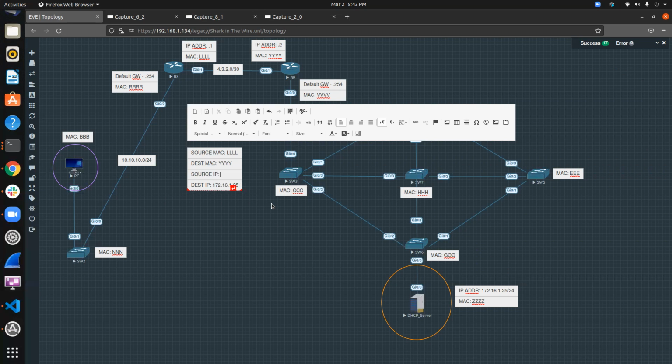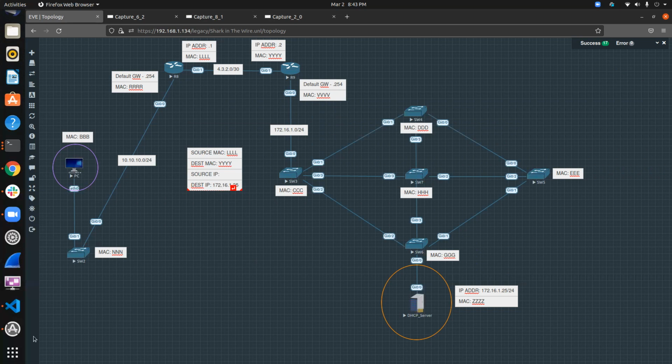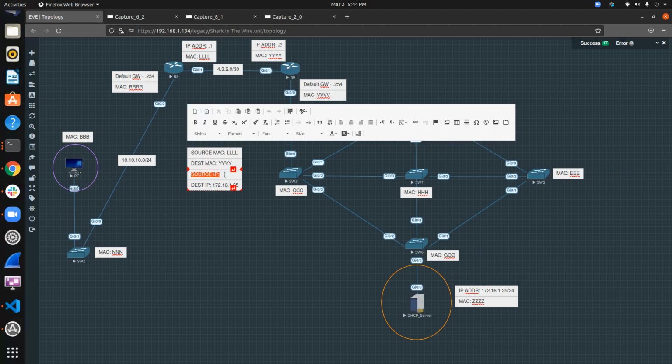The destination IP is 172.16.1.25. The source IP, Dave and Claude, my question is, because we never identified the source IP yet, except for 0.0.0.0, does that stay the same? Okay, good question. It does not.